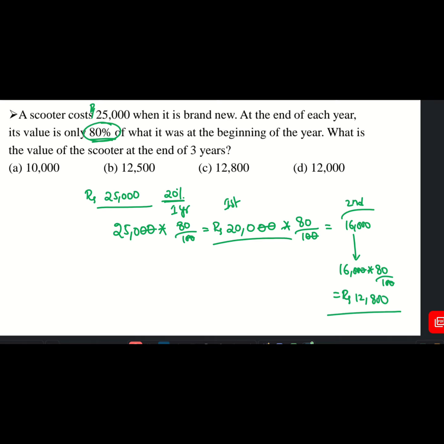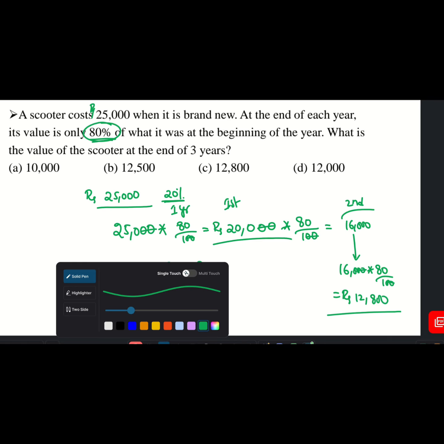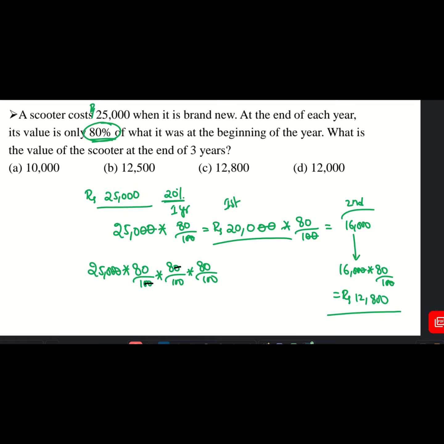But it is taking more time. What is the other method to find out? Directly, 25,000: each and every year it is decreased by 20 percent, in the sense the final value will be 80 percent for the first year, 80 percent for the second year, and 80 percent for the final year. The zeros are cancelled, and 4 by 5 can be cancelled directly.